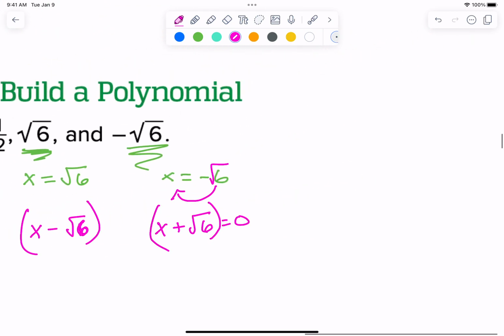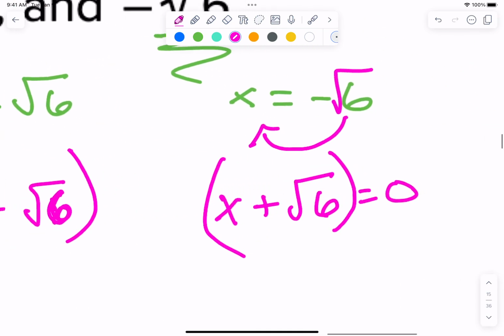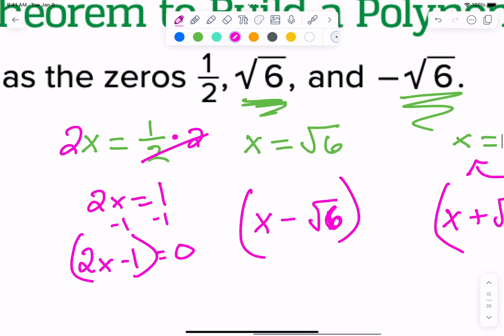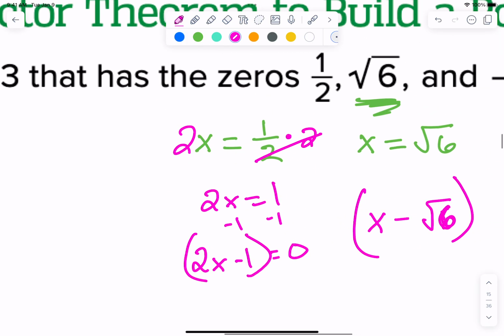Okay, if I said that your factors were 2, negative 3, and 5, this guy in the bubble would be x minus 2. This guy in the bubble would be x plus 3. This guy in the bubble would be x minus 5. True? It's just like the opposite of that, right? So if x equals negative square root of 6, then x plus the square root of 6 is your bubble, right? X minus the square root of 6 is your bubble. This guy, x minus 1/2 is your bubble, except I can write that as 2x minus 1 instead of x minus 1/2. Got it? Ish.